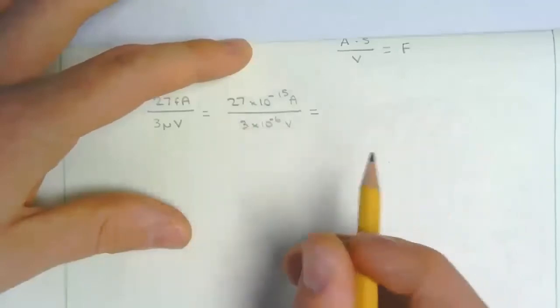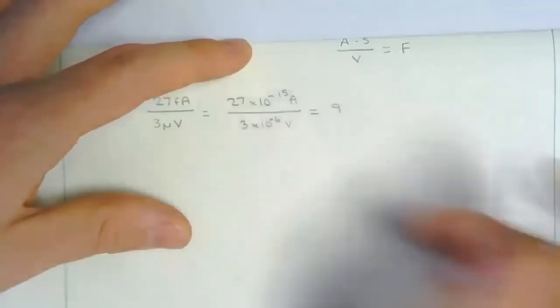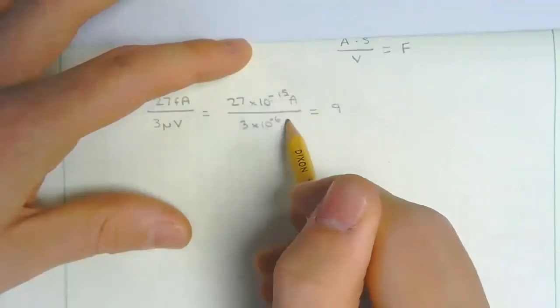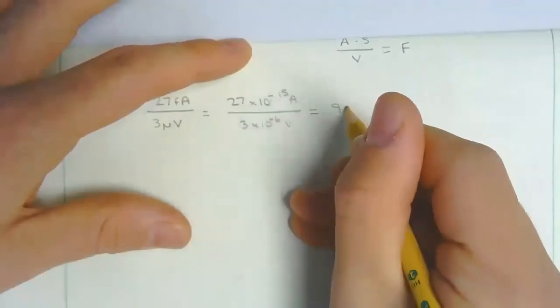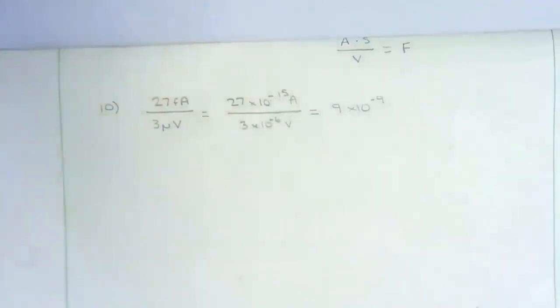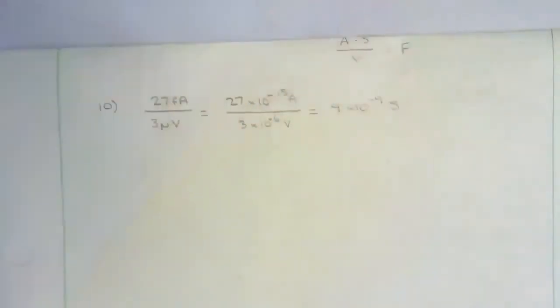So 27 over 3 is 9. Negative 15 minus negative 6 is going to be negative 15 plus 6, which is going to give us negative 9. So 9 times 10 to the negative 9 amps over volts. So what will amps over volts give us? It'll give us something new that we haven't touched yet, except for what we did at the beginning. I'll give you a second. It gives us Siemens. If you remember, volts over amps will give us ohms. Therefore, amps over volts will give us the dual, which is Siemens.